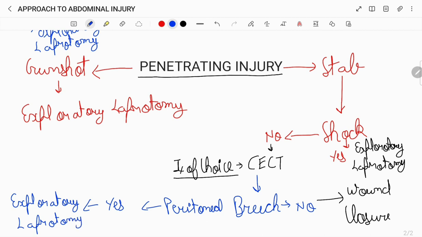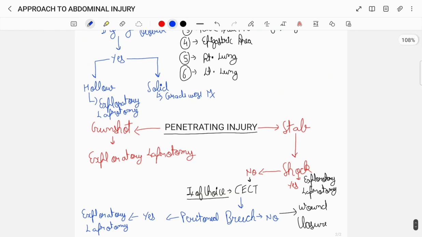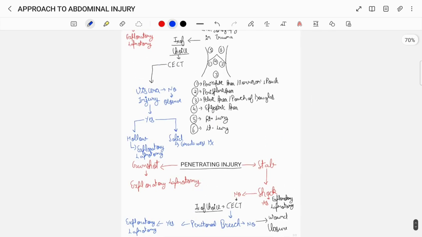So this was all about approaching a patient with abdominal injury. Here is the overview.